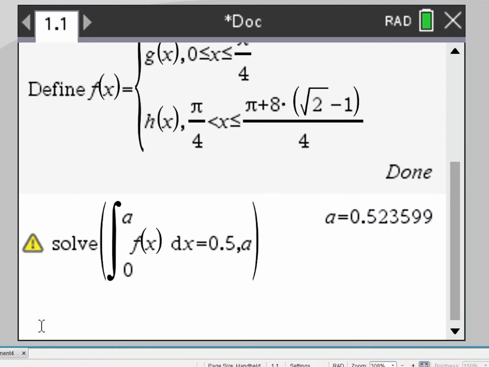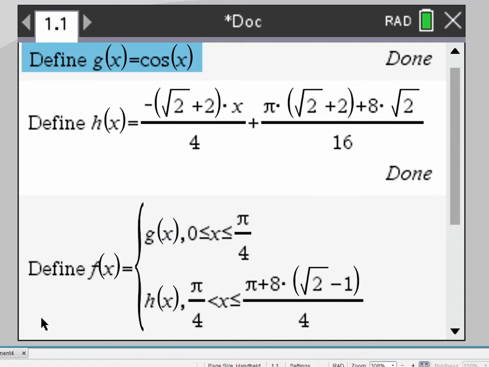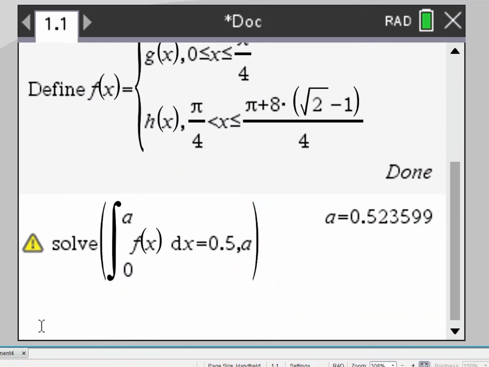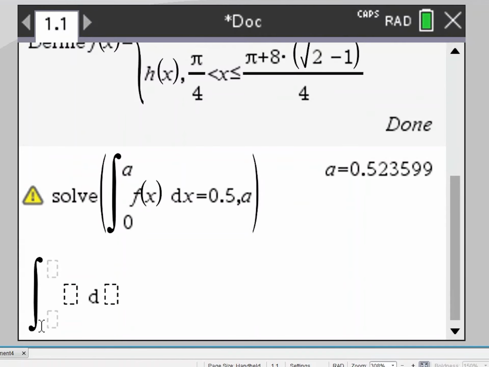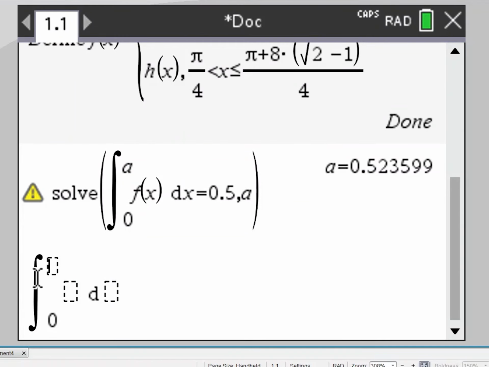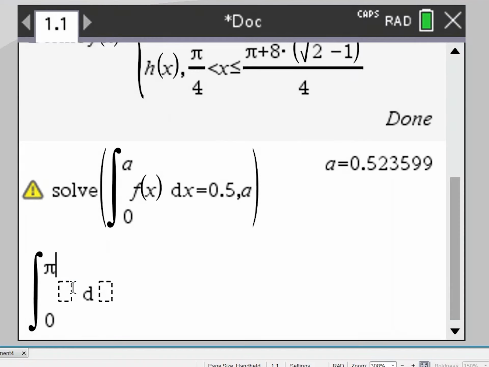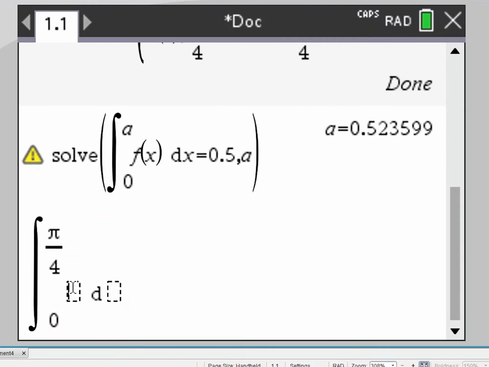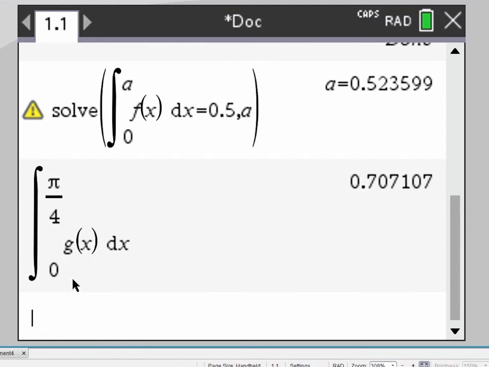Now say that your CAS decides to choke up and it takes forever. What you can do is make use of the individual functions that we defined over here, g of x and h of x, to calculate this. We first have to find the area under the cosine graph and see if it exceeds 0.5 or not. So let's do that. Menu 3, 0 to pi on 4, that's our terminal, so pi over 4, and we define that as g of x. Press dx, press control enter, and as you can see, this area already exceeds 0.5.